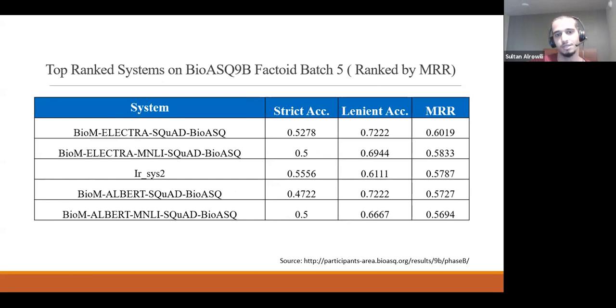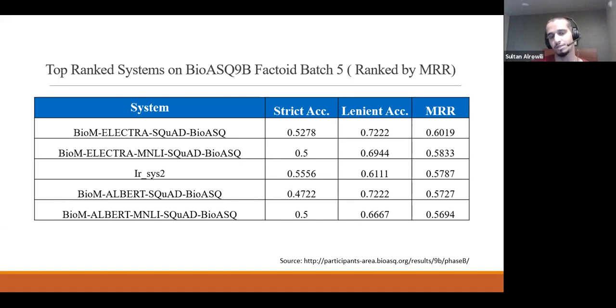You could see that this is the top 5 systems ranked by the MRR score. So ELECTRA again scored at the top without the help of MNLI. Then we have the system by Sultan University, and we have our ALBERT model. You could observe also one thing that we did not mention earlier, that we are lagging behind on the strict accuracy. What strict accuracy means is that, as part of your system, you come up with a top 5 candidate answers.